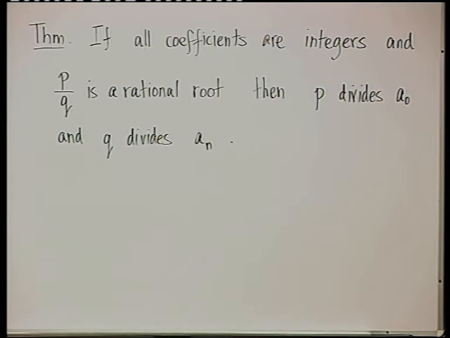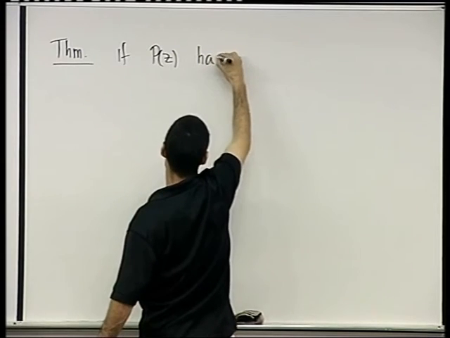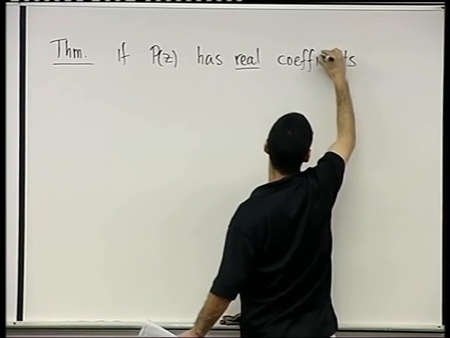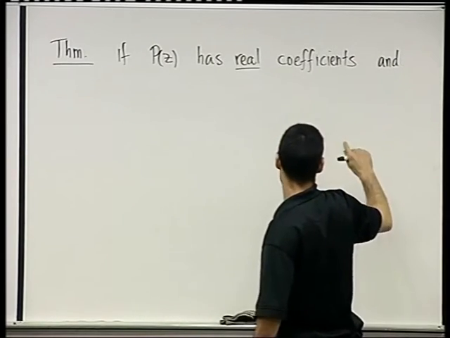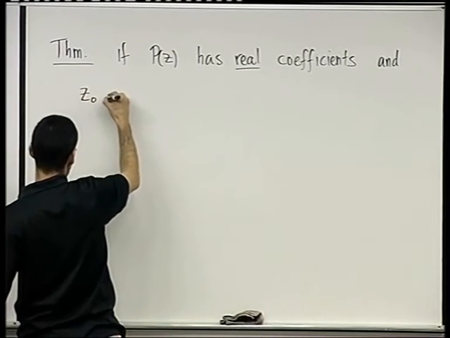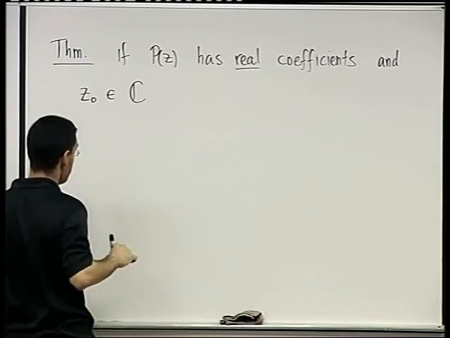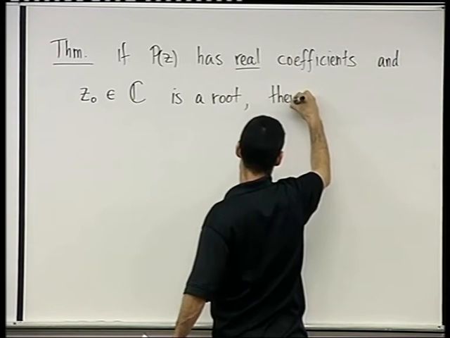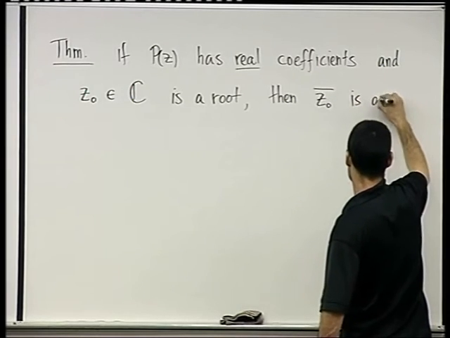So the last theorem that I want to mention: if P of Z has real coefficients, and, so this is again a restriction, it does not apply to all polynomials, and Z0, which belongs to, remember this symbol, belongs to C, is a root, then Z0 bar, the complex conjugate of Z0, is also a root.